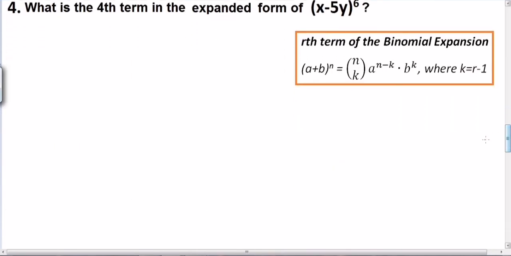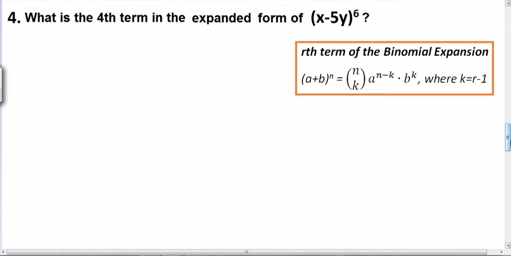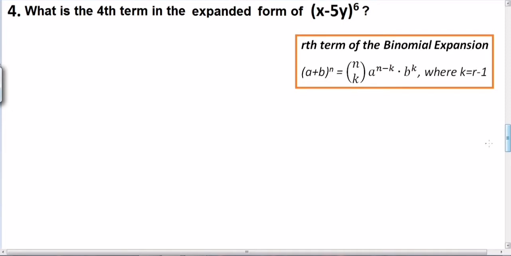Let us have this one. What if we are looking for the rth term? Pag sinabing rth term, halimbawa, pinapahanap lang sa atin yung ika-4 na term, o kaya ikalawang term, o kaya ikatatlong term, paano gagawin natin? So, we have here, what is the fourth term in the expanded form of x minus 5y quantity raised to 6? So, ang pinapahanap sa atin dito is yung fourth term. So, ang gagawin nyo guys, i-identify nyo yung n. So, ang n dito ay 6. Siyempre yung exponent. Okay? And then yung a natin is x. And then yung b natin is negative 5y. Ayan. Yung a, yung first term. Yung b, yung negative 5y.